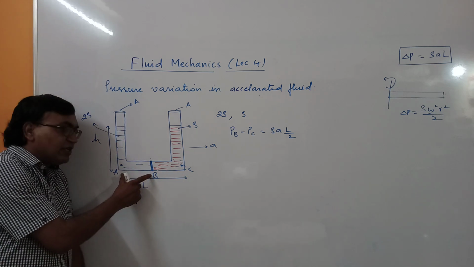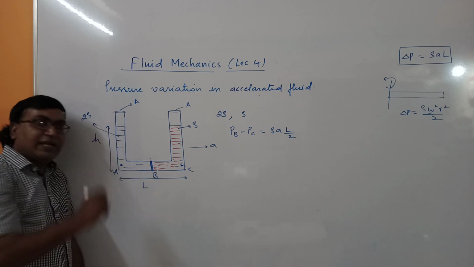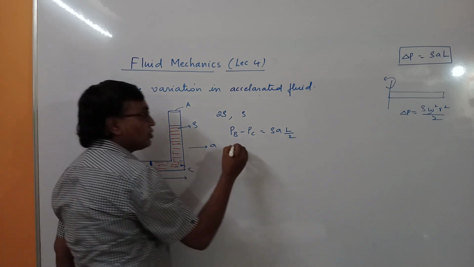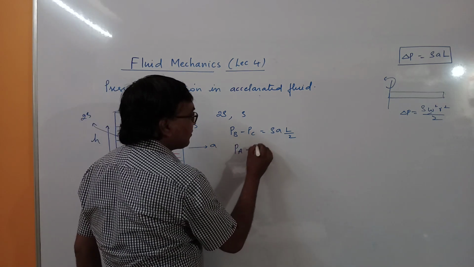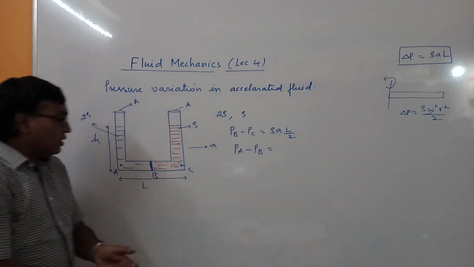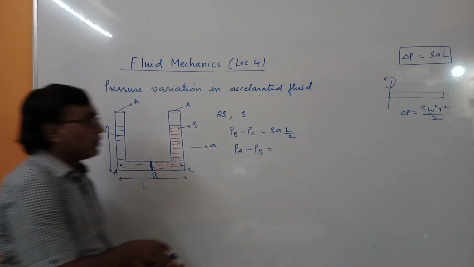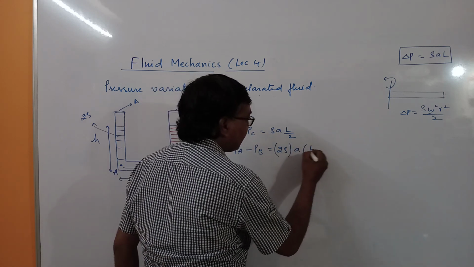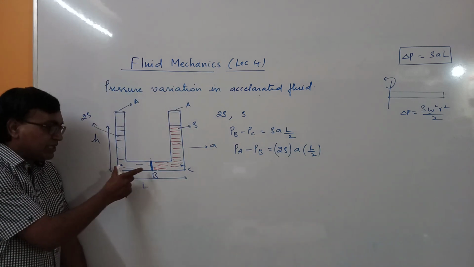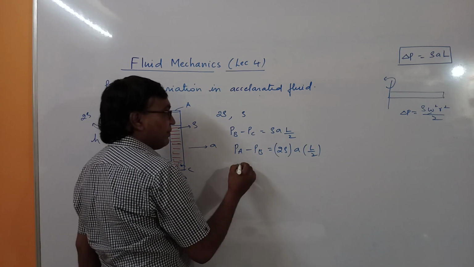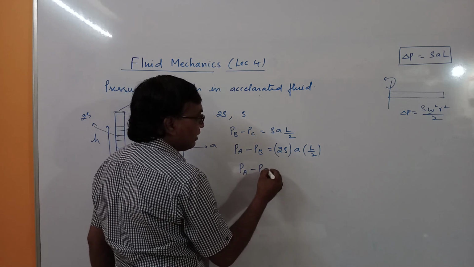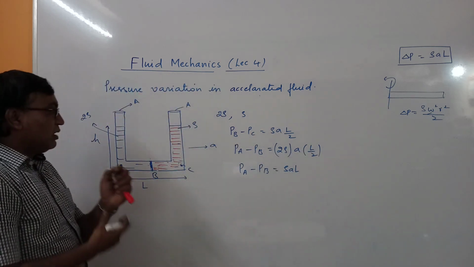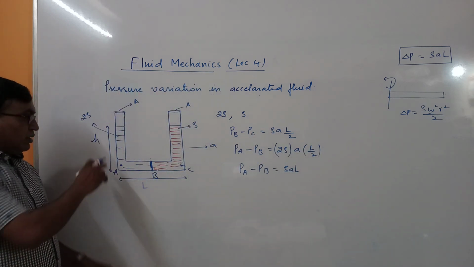Similarly, I can find the pressure difference between these 2 points because here the same type of fluid is there. The pressure at this point must be greater than the pressure at this point. So PA minus PB must be equal to 2 rho, the density of this fluid, into acceleration A, into the distance between these 2 points, L by 2. So PA minus PB is equal to rho AL. The 2 cancels, rho AL.